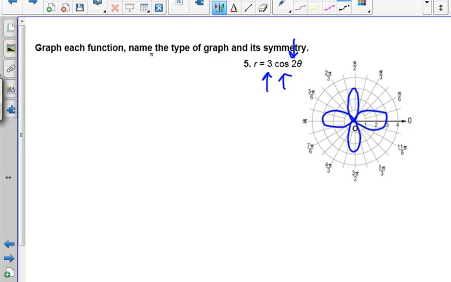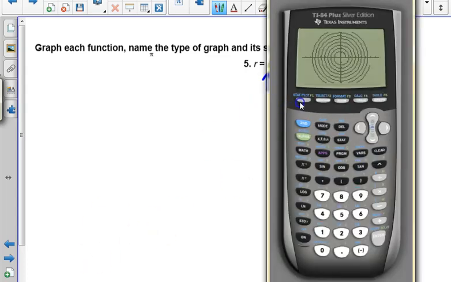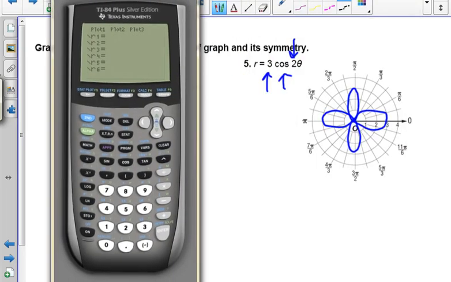So does that one not matter if you do sine or cosine? It's exactly the same graph. I'm just thinking ahead here. I'm questioning myself, discovering 3 cosine 2 theta. I do need to change this back to 0 to 2 pi or it's going to take a long time.